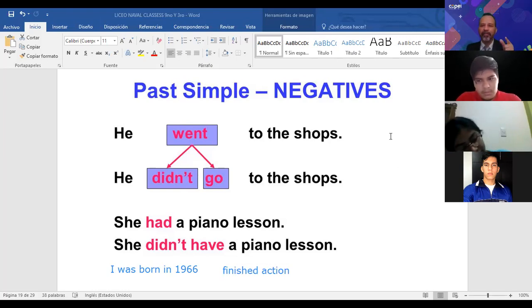So it's simple past, regular and irregular verbs are finished actions. I was born in 1966. Maybe your parents or your grandparents were born in 1966, I don't know. I think your parents, okay? In 1966.